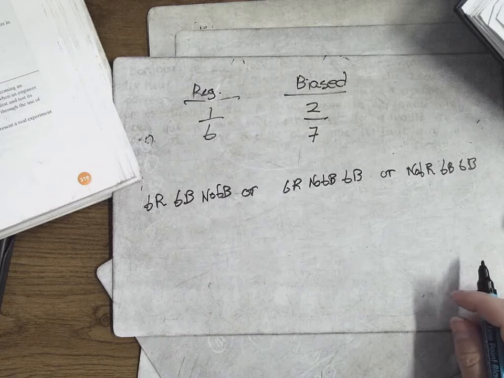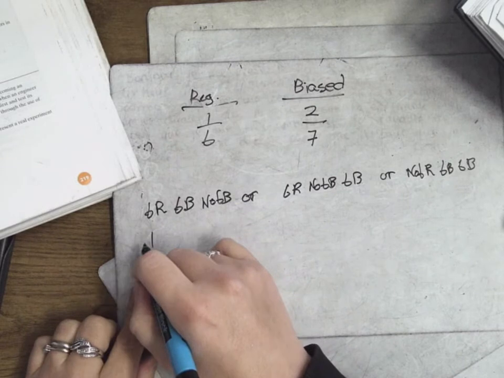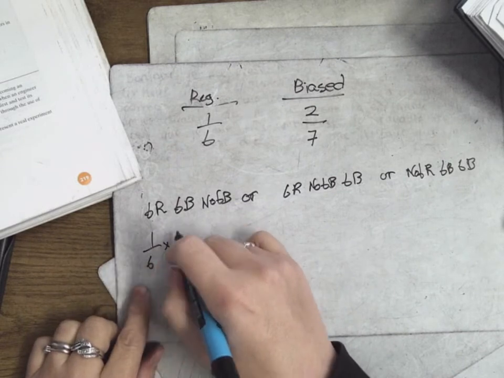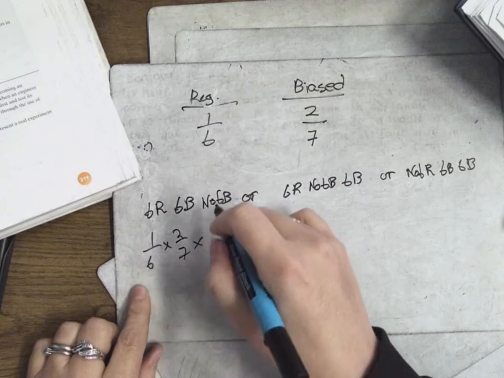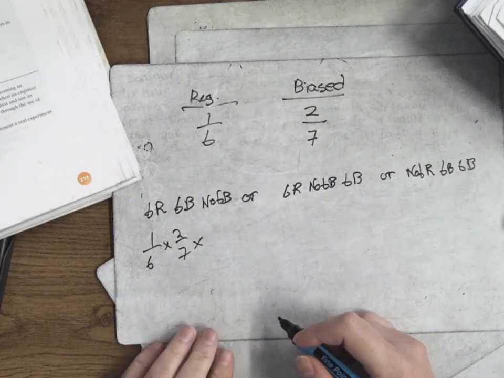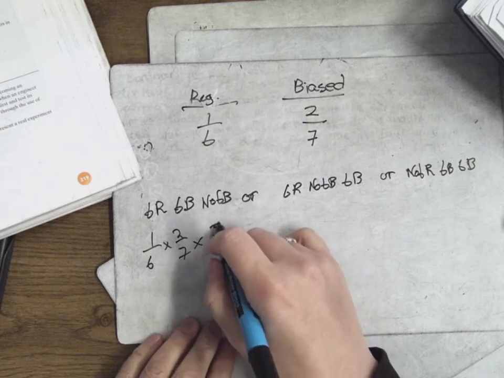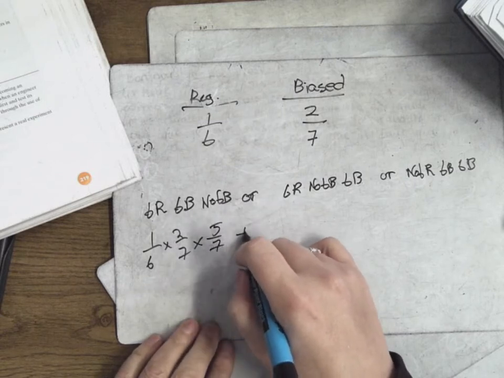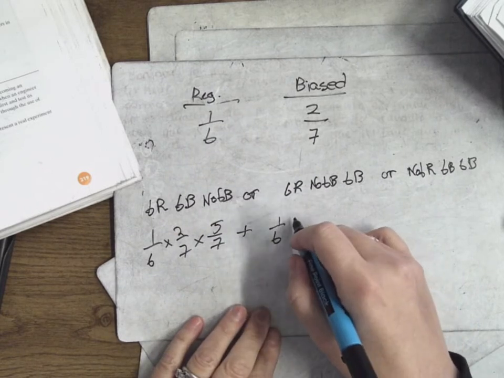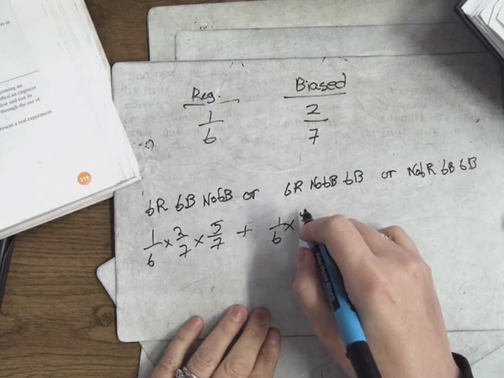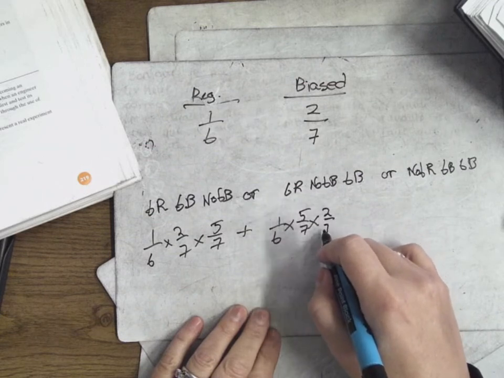Is that alright? Okay, so a 6 on the regular dice is a 1 over 6 chance. And a 6 on the bias dice, that's a 2 over 7. And no 6 on the third bias dice, what would that be? 5 over 7. Or means you add, right? Then we have a 6 on the regular dice, right? No 6 on the bias dice, that's 5 7ths.